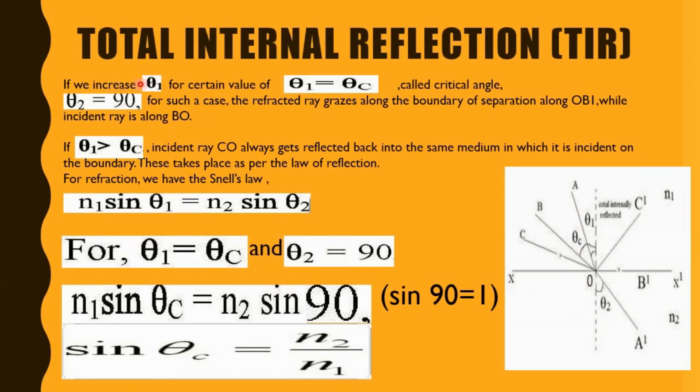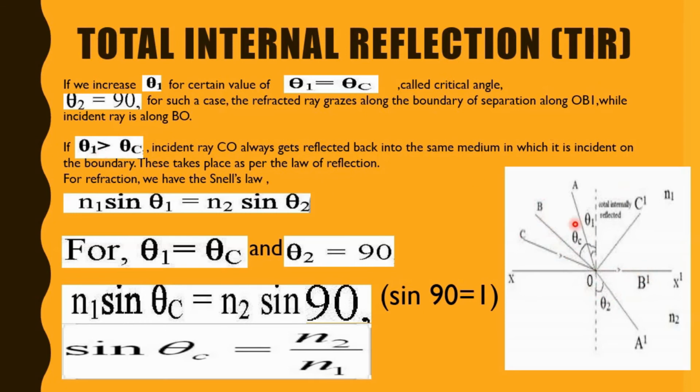So it says if we increase theta 1, that is this one, then the value of theta 1 equals theta c, which is the critical angle, and theta 2 becomes 90 degrees for such a case. So the refracted ray grazes along the boundary of separation along OB1, while the incident ray is along BO. Okay, so the incident ray is on this side and the refracted ray becomes this one, OB1.